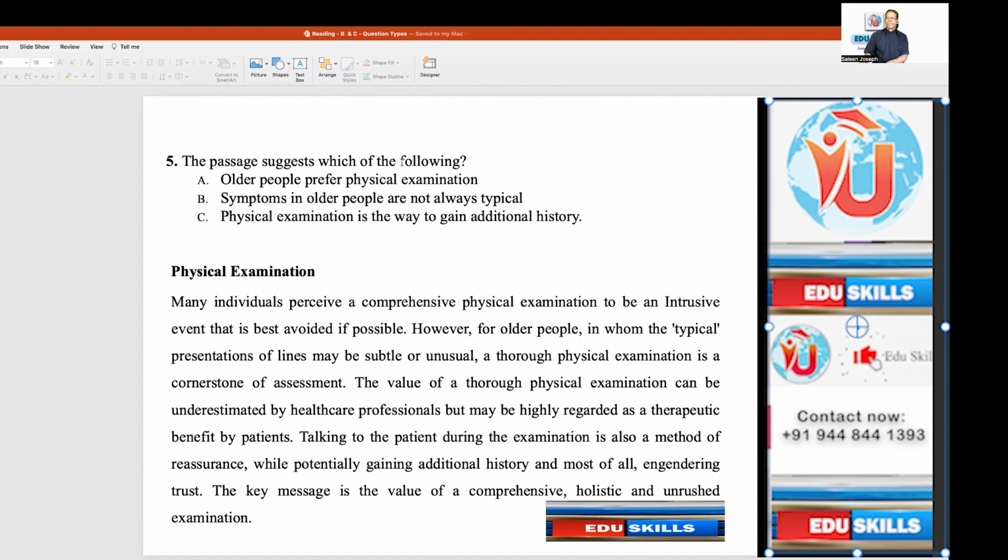The passage suggests which of the following. Okay, older people prefer physical examination. Symptoms in older people are not always typical. Physical examination is the way to gain additional history.